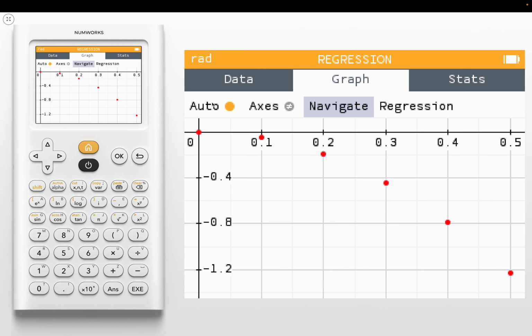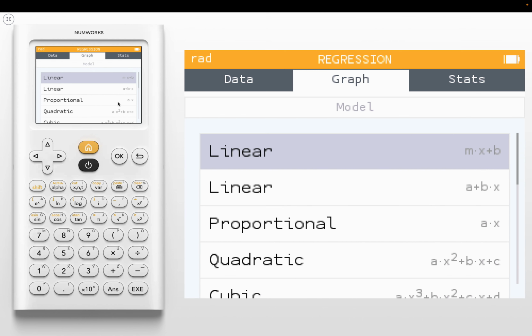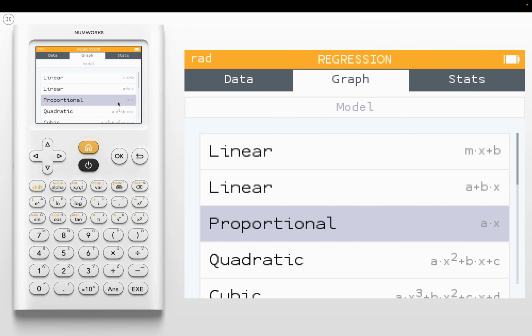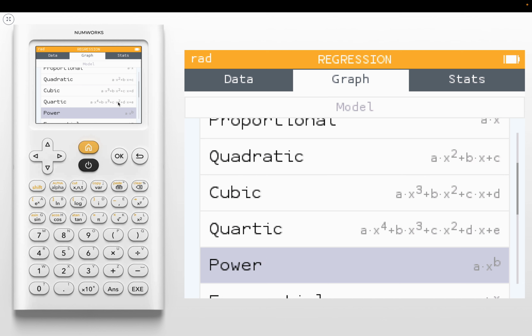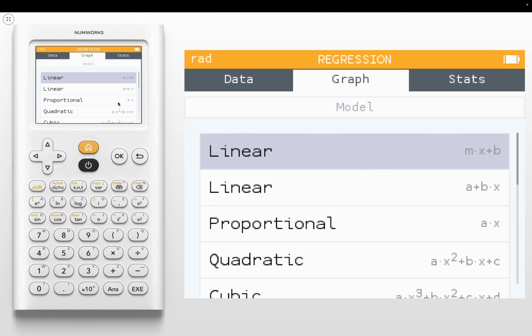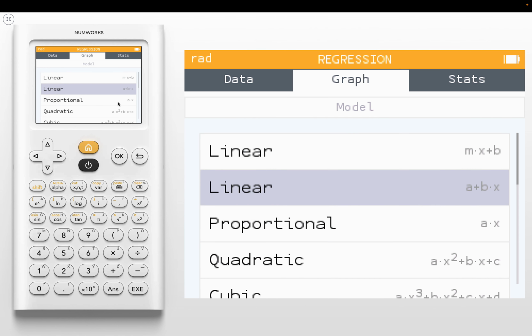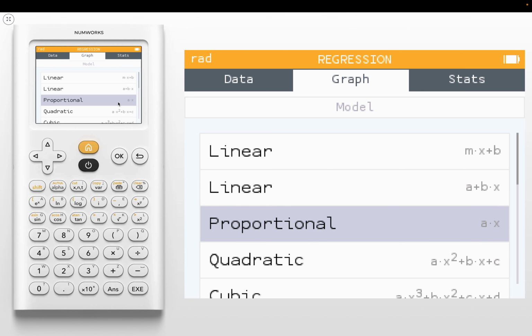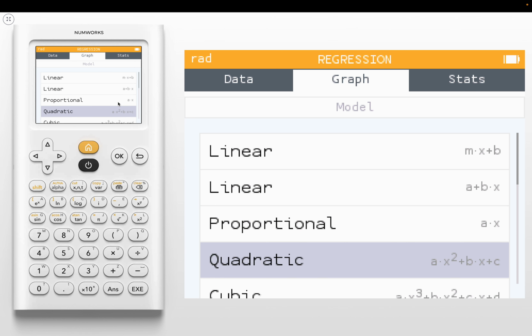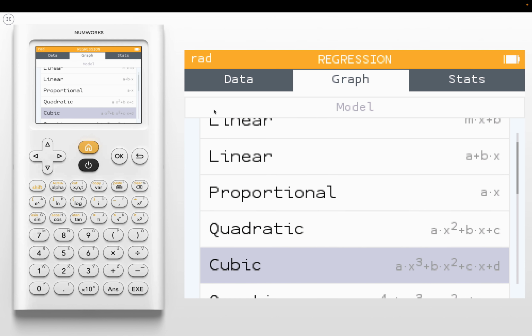So to do that, you just navigate over here to regression using the numbers or the arrows on this thing and go in. And here's where you can choose the kind of regression model you want. So linear, these both are linear things. Proportional is linear, but it goes through the origin.